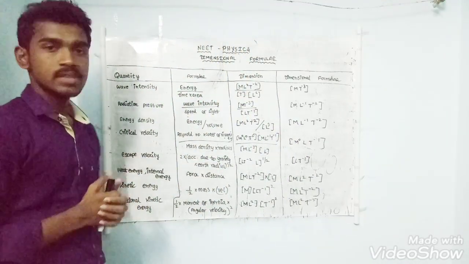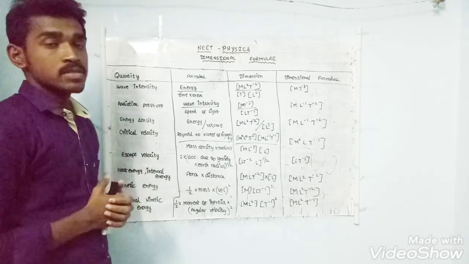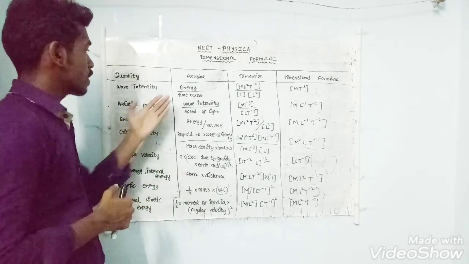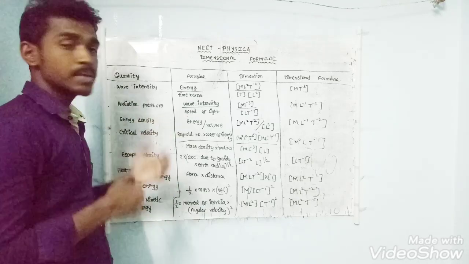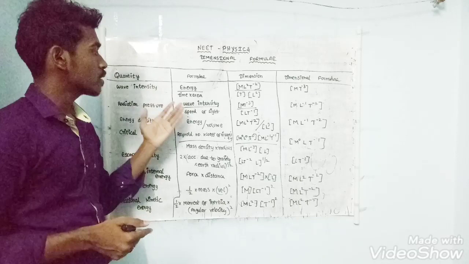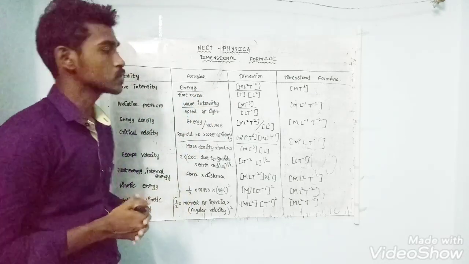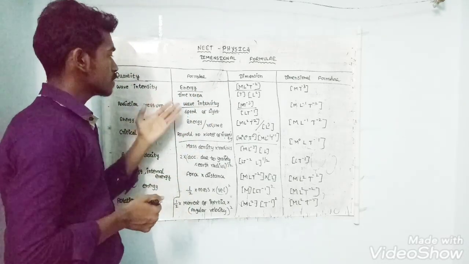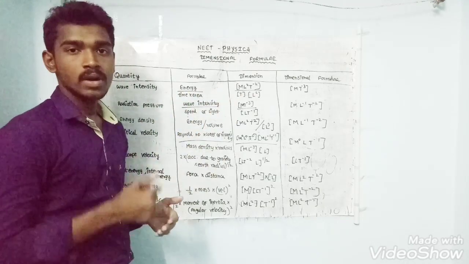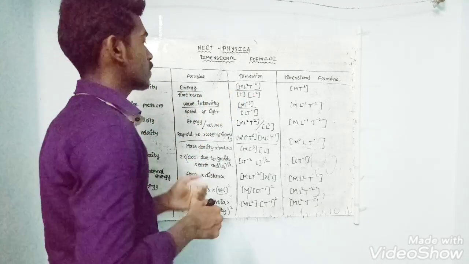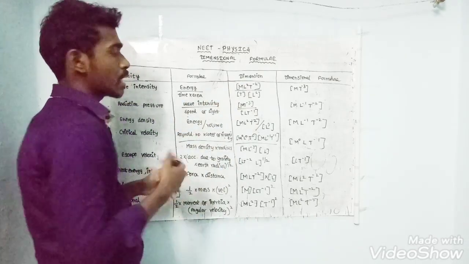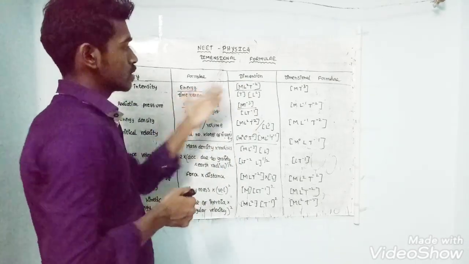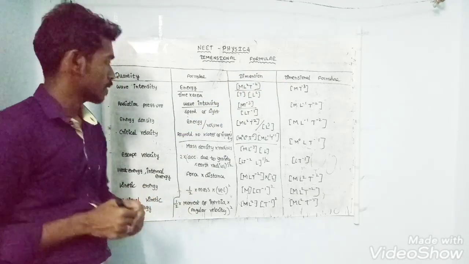The first quantity is wave intensity. The general formula of wave intensity is energy by time into area. I have already denoted that in previous videos. The dimensional formula of energy is ML²T⁻², the dimensional formula of time is T, and area is L into L, so the dimensional formula of area is L². So ML²T⁻² by T into L². By the application of mathematical principles, the formula becomes MT⁻³.